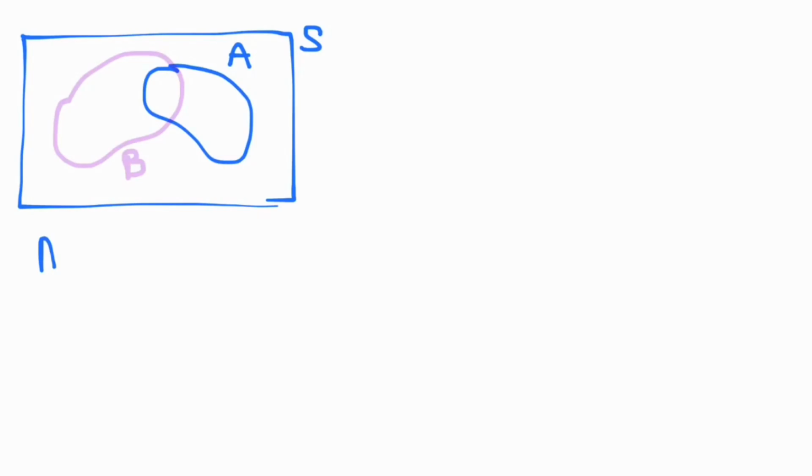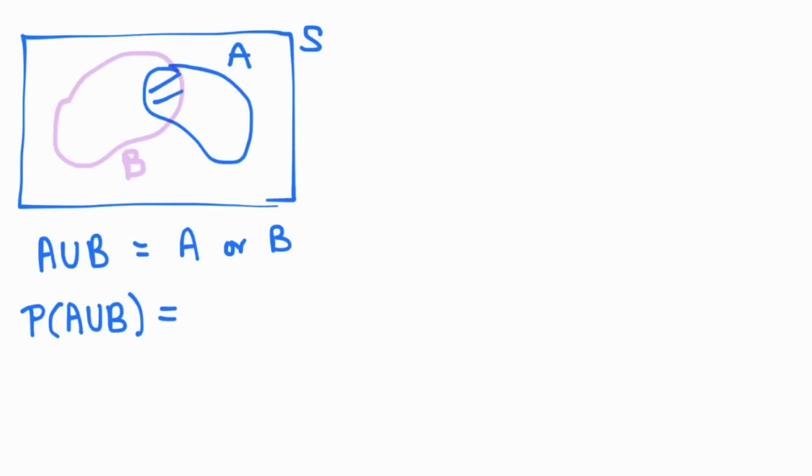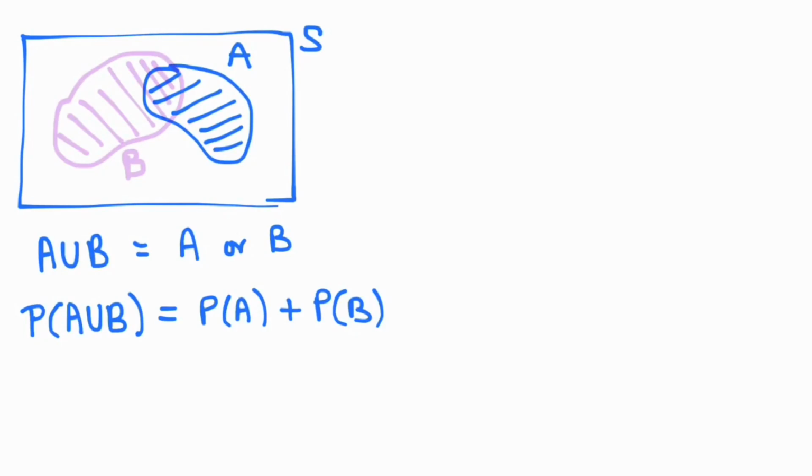If you have the sample space S, an event A, and another event B, the event A union B is just A or B. And if you're interested in finding the probability of A union B, a simple way to think about this is by thinking about the area of A union B. And then you find that the probability of A union B is just the probability of A plus the probability of B minus the probability of A intersect B.